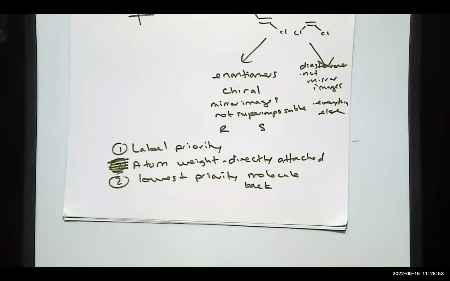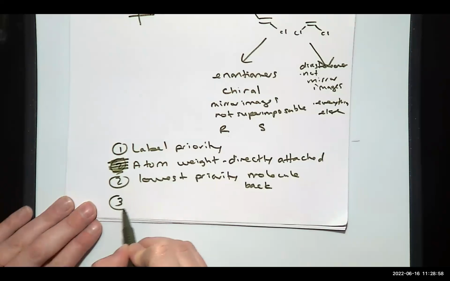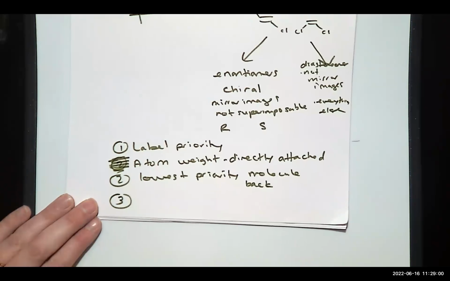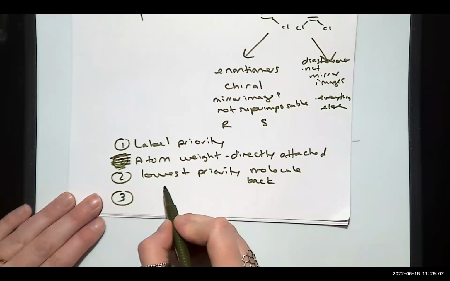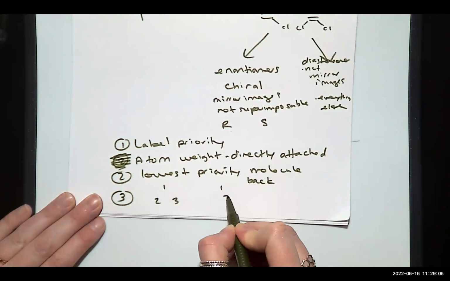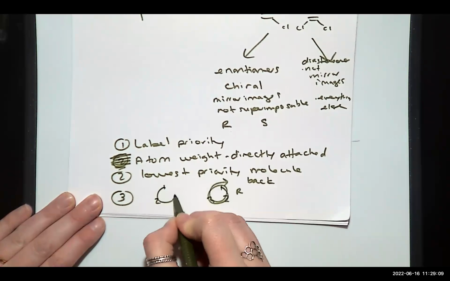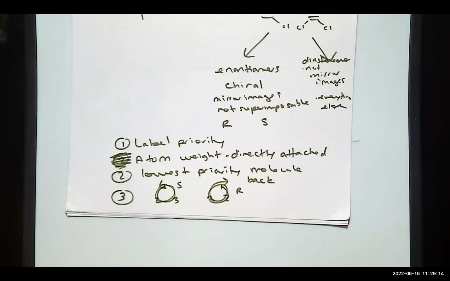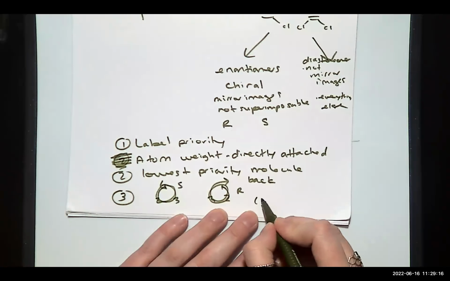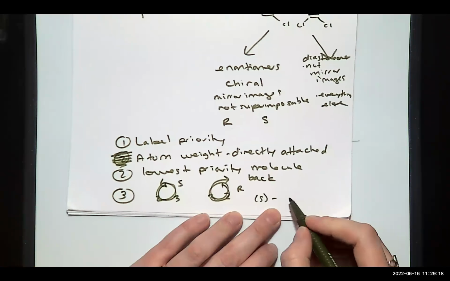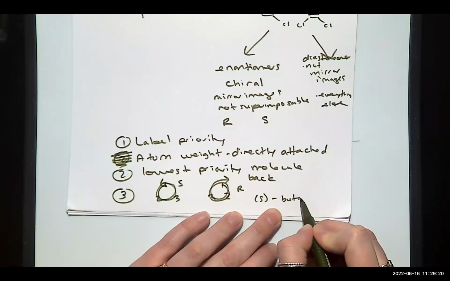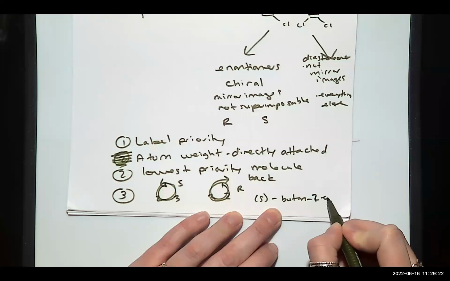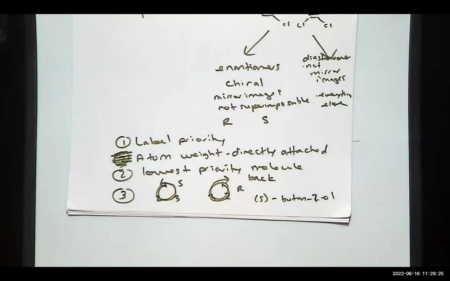Okay. And then what do you do last? After your lowest priority molecule is in the back, you connect 1, 2, and 3 and check. This is clockwise, so that's R. This is counterclockwise, so that's S. Okay, and then when you're actually doing the nomenclature, it's usually before, and then it'd be like S-butan-2-ol, for example. Okay.